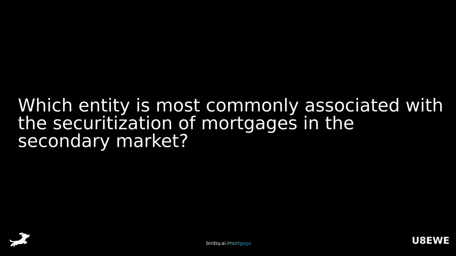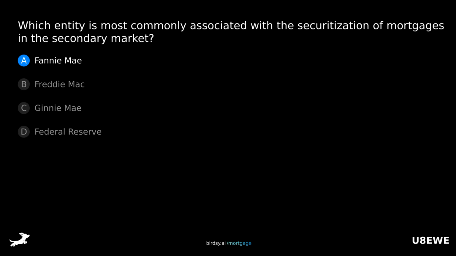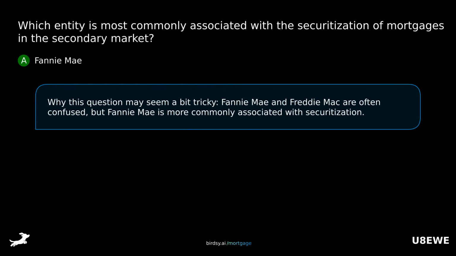Which entity is most commonly associated with the securitization of mortgages in the secondary market? Is it A, Fannie Mae, B, Freddie Mac, C, Ginnie Mae, or D, Federal Reserve? The answer is A, Fannie Mae. Why this question may seem a bit tricky: Fannie Mae and Freddie Mac are often confused, but Fannie Mae is more commonly associated with securitization.